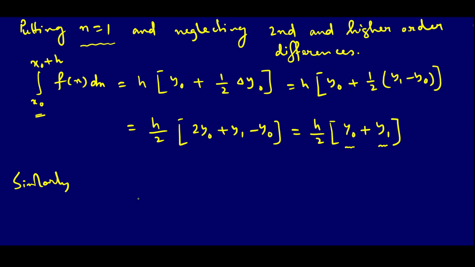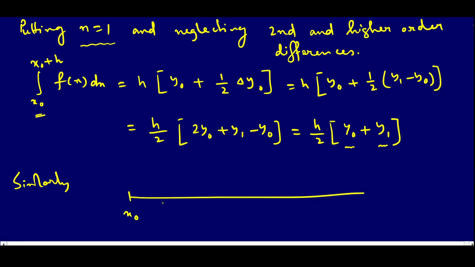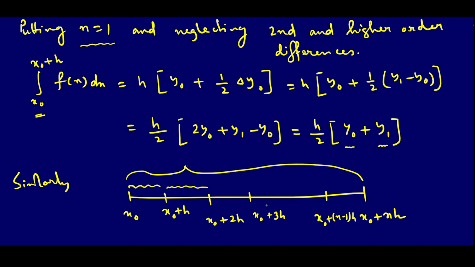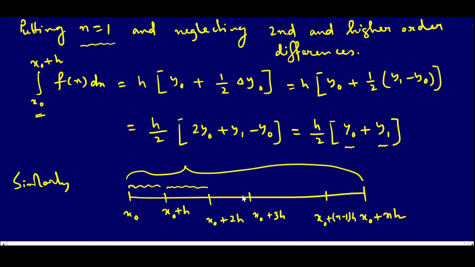Similarly, this is our first subinterval. First we are finding between x0 and x0 plus h. Our next subinterval will be x0 plus h to x0 plus twice h. Like this, the last one is x0 plus nh. Individually you have to find. First we find for x0 to x0 plus h. Similarly we will write for x0 plus h to x0 plus twice h, then x0 plus twice h to x0 plus thrice h, and finally the last one will be x0 plus n minus 1 into h to x0 plus nh. To find the integration for x0 to x0 plus nh, we have to add all these integrations.